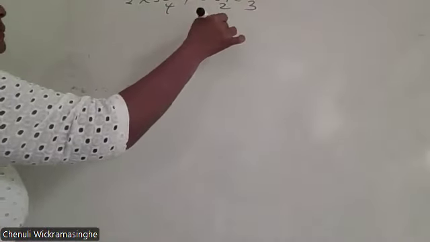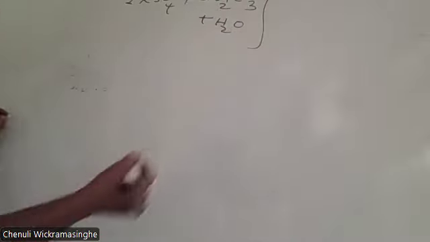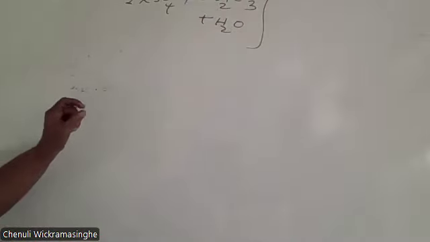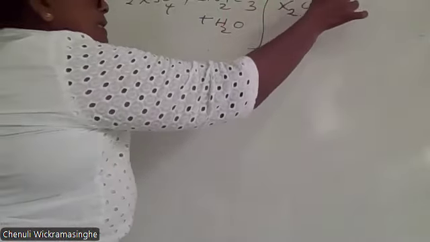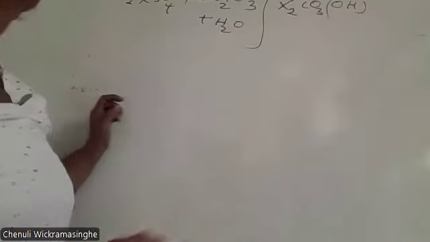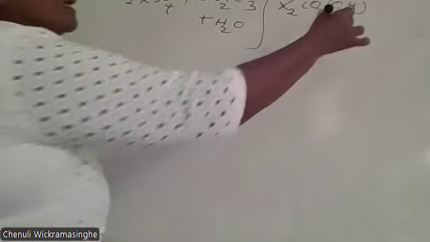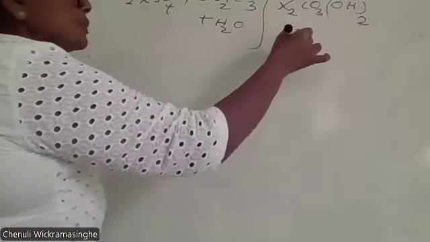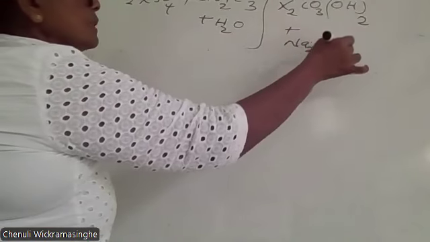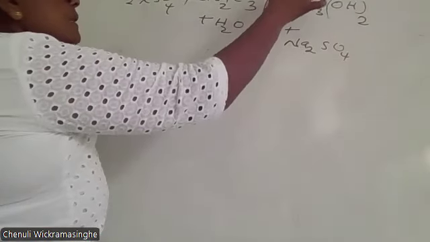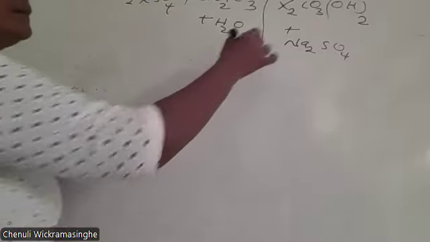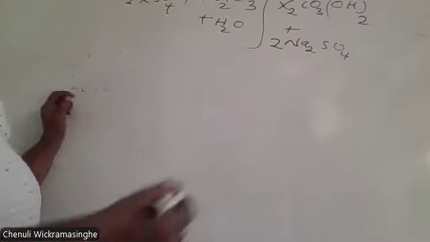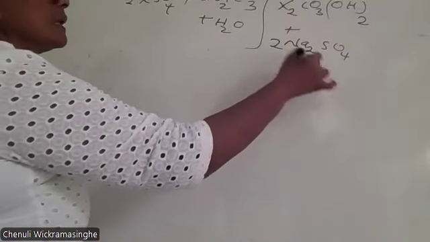This is reacting with water molecule also. It generates XCO3 as well as Cu(OH)2, 2 times, plus 2 sodium sulfate, Na2SO4. So these are the products: Na2SO4, 2 of them. At the same time, it generates carbon dioxide.